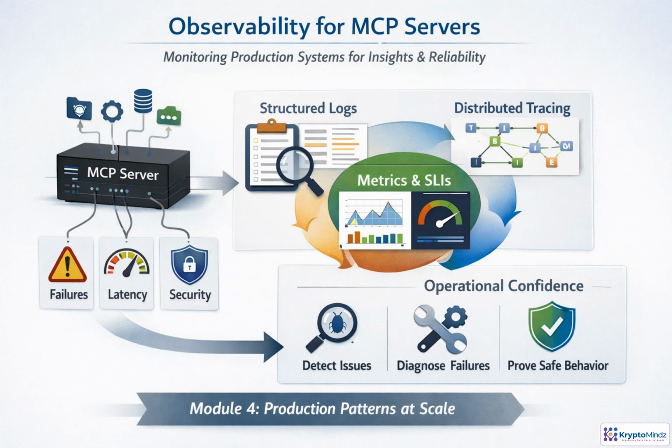When an MCP server reaches production, "it works" is no longer enough. You need to know who used which tools, what failed, how long it took, and whether behavior stayed safe. That visibility is the role of observability.